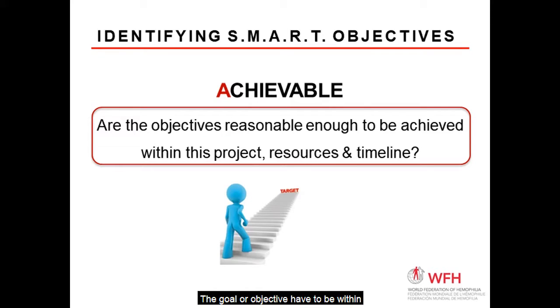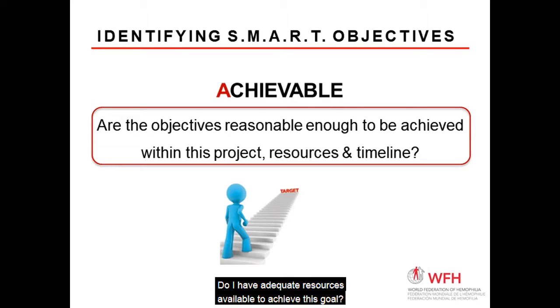The goal or objective has to be within the scope of your influence. Ask yourself, can I really control this? Can I actually make the impact? Or do I need to actually establish a relationship in the government first? So that might be part of your grant, is to have appointments. How many appointments? How long will those appointments be?